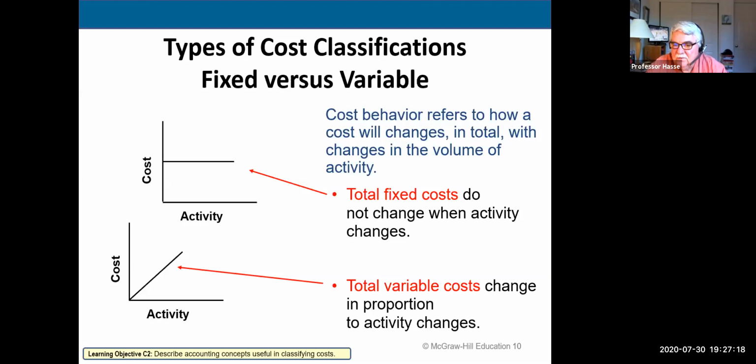What's a fixed cost for this class? Your academic advisor. They're a fixed cost. Why? You can see them as many times as you want or don't see them at all. They still get paid the same amount. That's a fixed cost. See the difference?